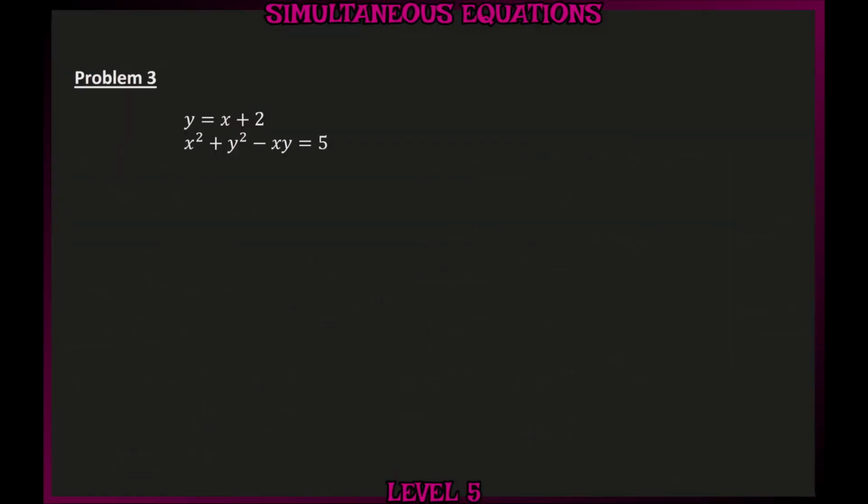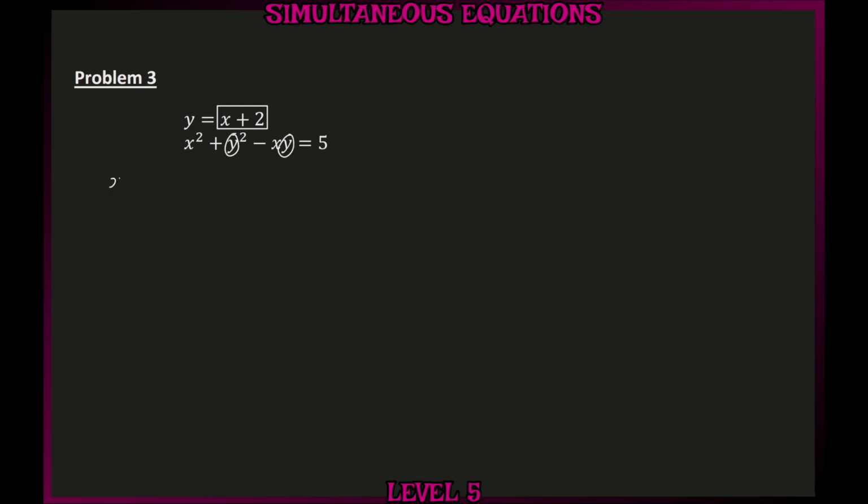In problem 3, we're solving y equals x plus 2 and x squared plus y squared minus xy is equal to 5. Now the first equation is linear, but the second isn't. So this means we need to solve these equations by substitution. And look at the simpler equation, the first one. If we know that y is equal to x plus 2, this means that wherever we see a y in the second equation, we can replace it with x plus 2.